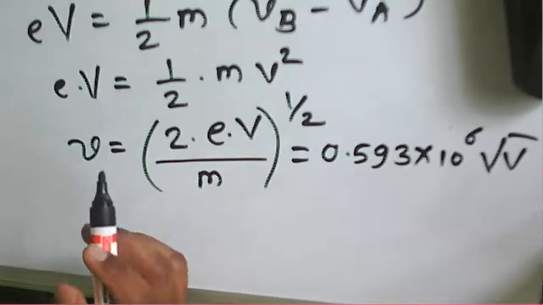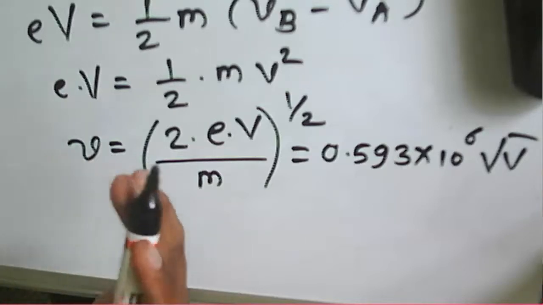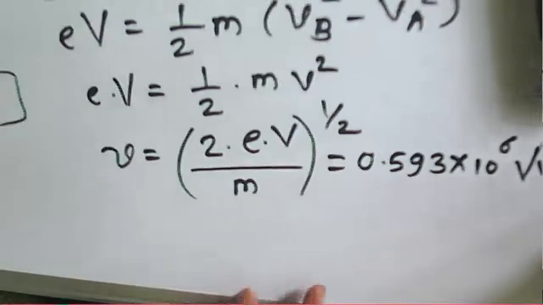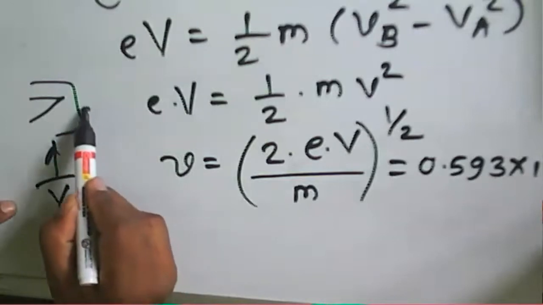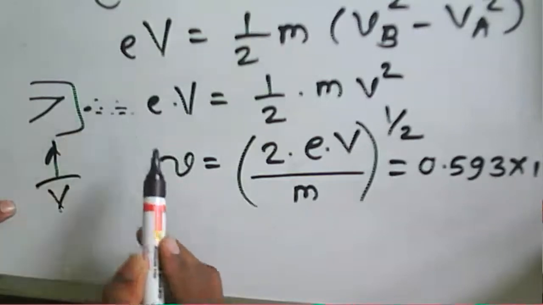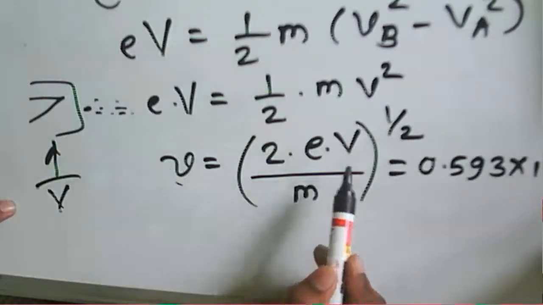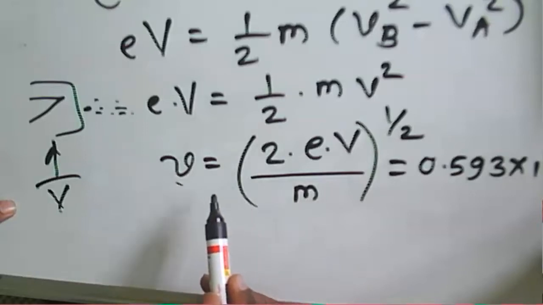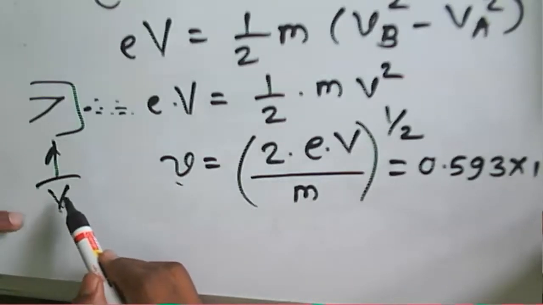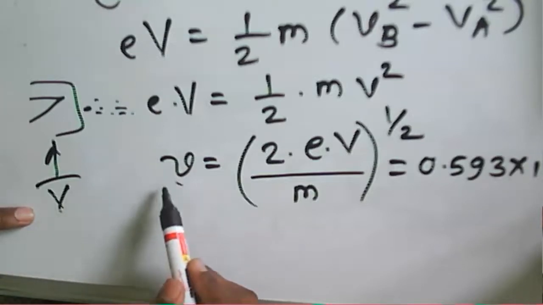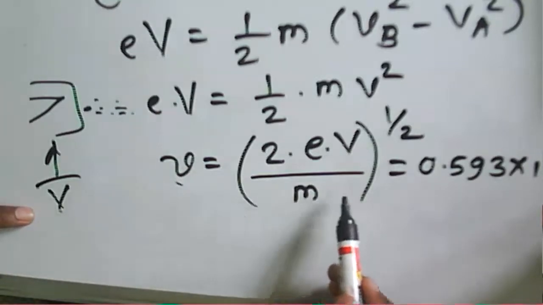Means we can say that if we have a cathode ray tube and we are applying the voltage V, capital V, then electrons are moving from this with velocity v is equal to this. According to how much DC voltage we apply, the velocity of that electron will change here.